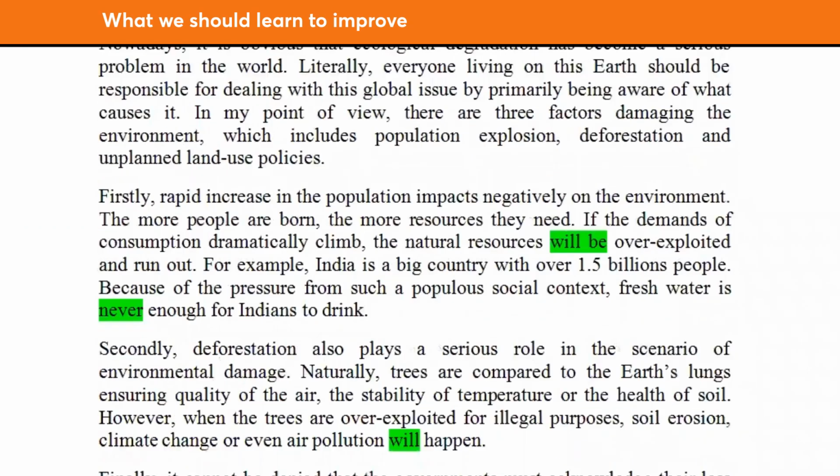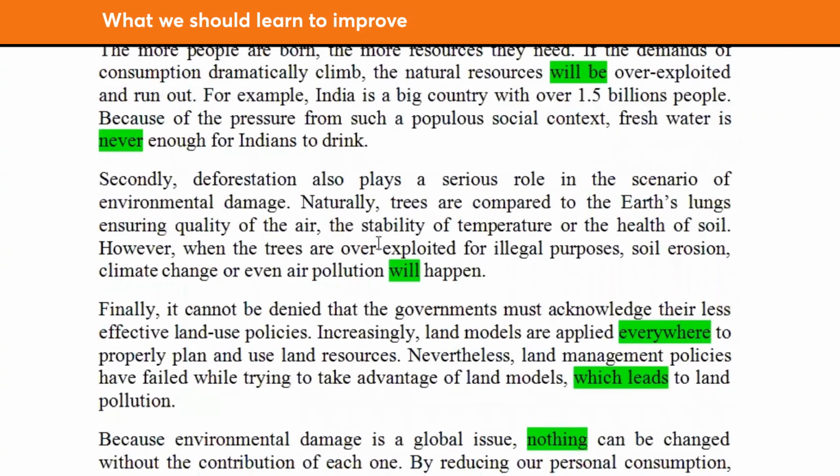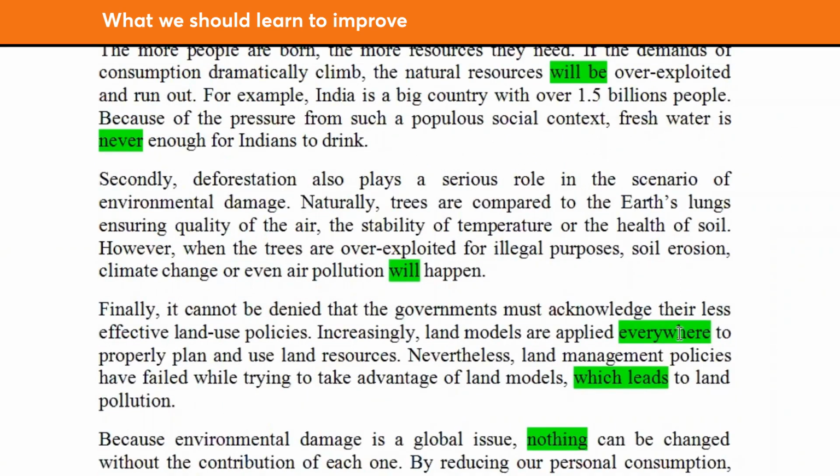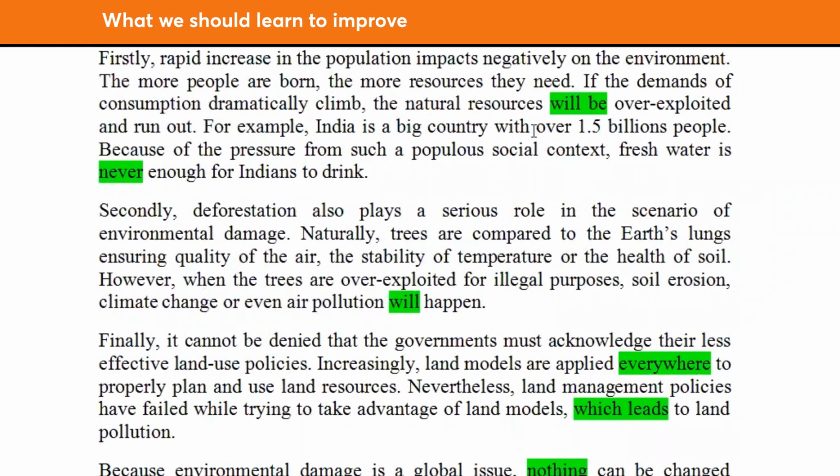You can see here, these words here I've highlighted. And you need to try and avoid this when you do writing. This is called speaking or writing in absolutes and not hedging. So here you can say, for example, will be overexploited. Will it 100% or will it probably be? Okay, and here, never enough. You know, that's too strong, isn't it? Never, we can't say it's never because it's not true. So you need to be careful.